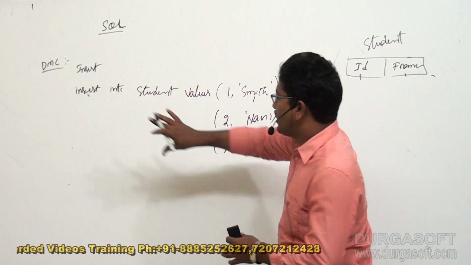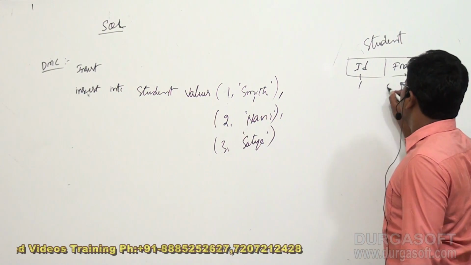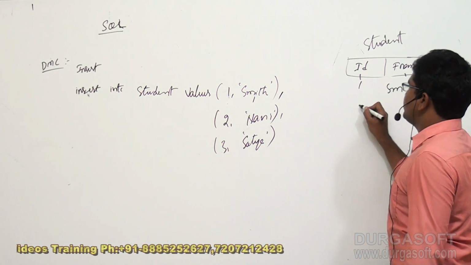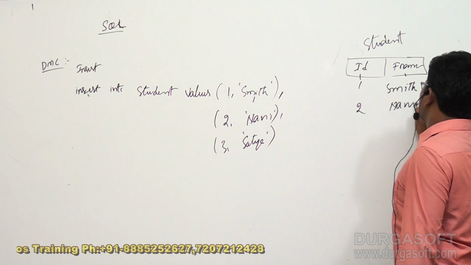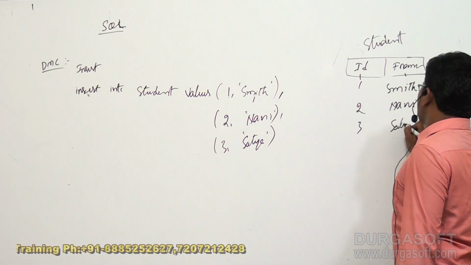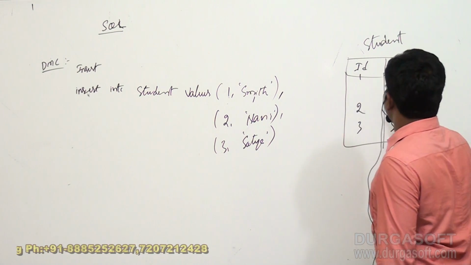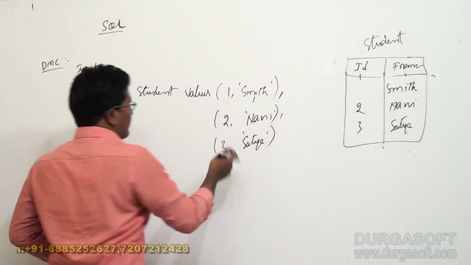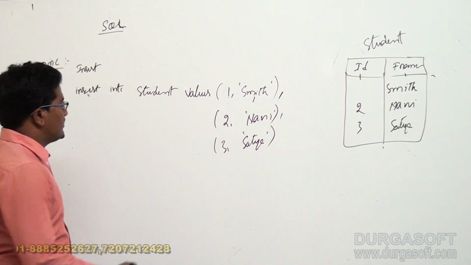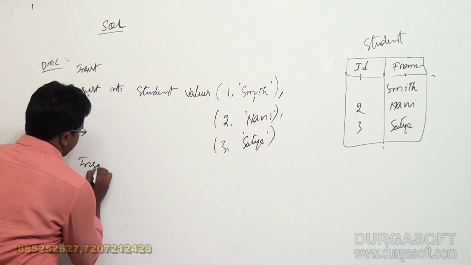What happens now when I run this one? 1 Smith, 2 Nani, 3 Satya, like this. I have a table like this now, okay? So what happens now? For the fourth one, I don't know his father name. Then what happens here? You can see like this.